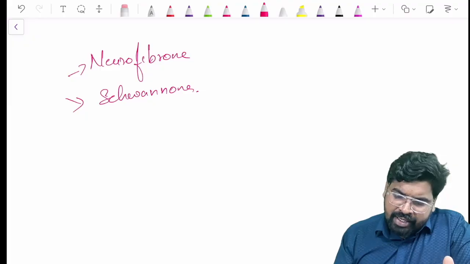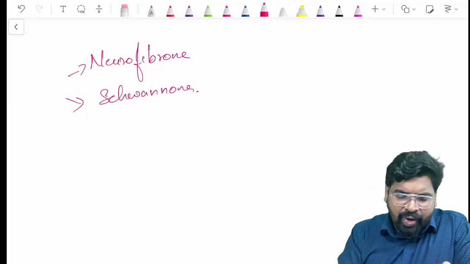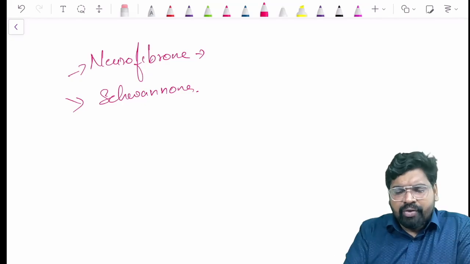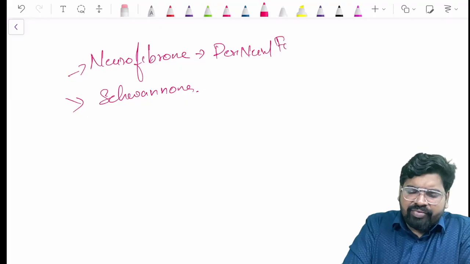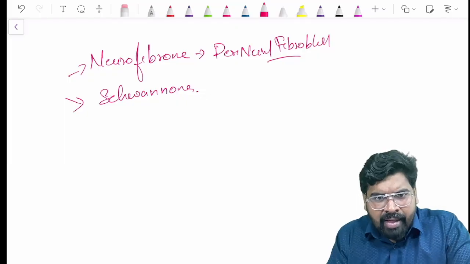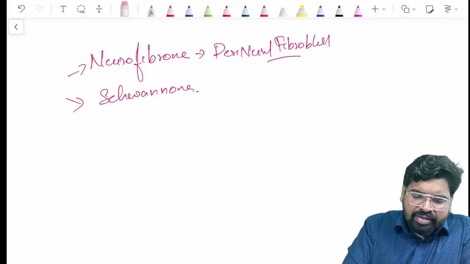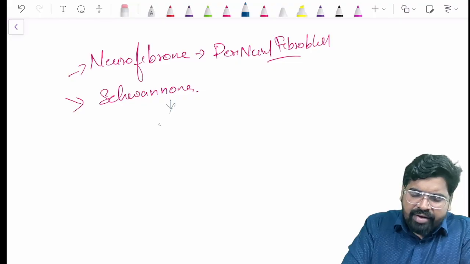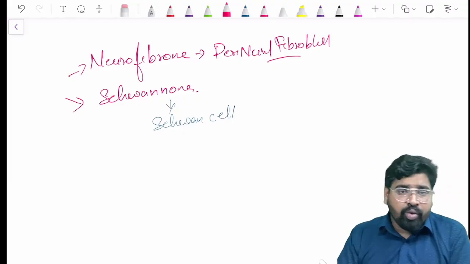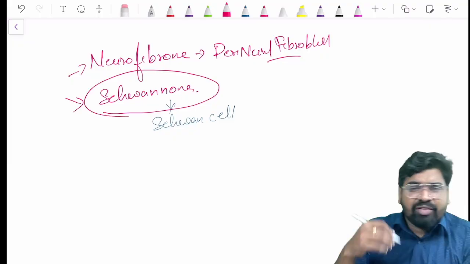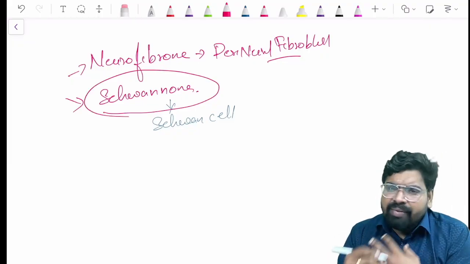In neurofibroma, it is mainly caused by the perineural fibroblast. Perineural fibroblast is the one which is causing neurofibromas. But schwannomas arise from Schwann cells. Now, how the appearance of this schwannoma is, that is very important. The histological appearance of schwannoma is very important.